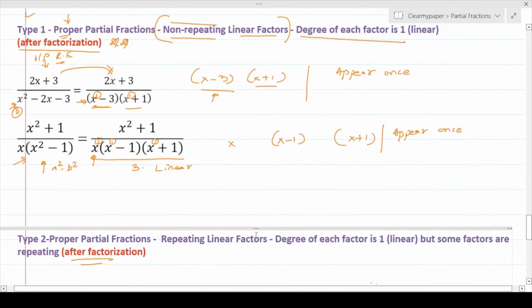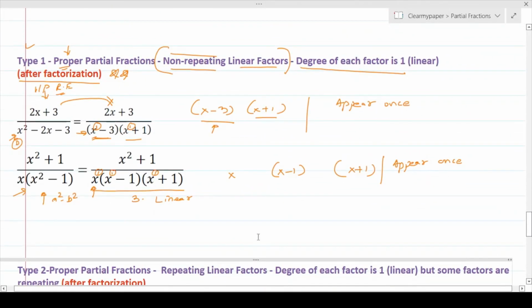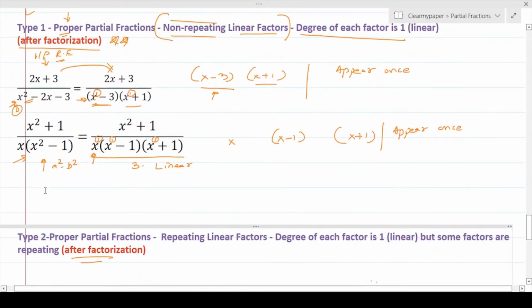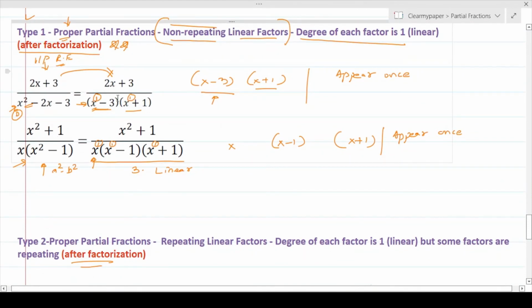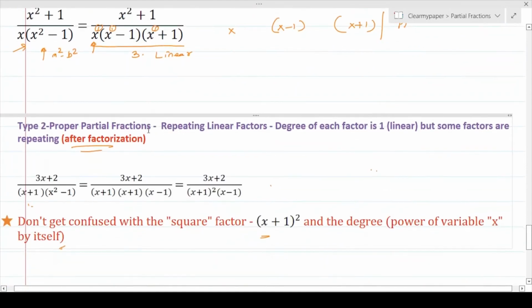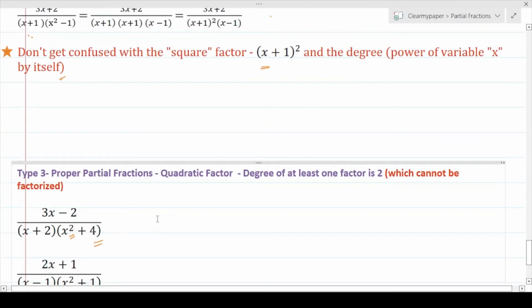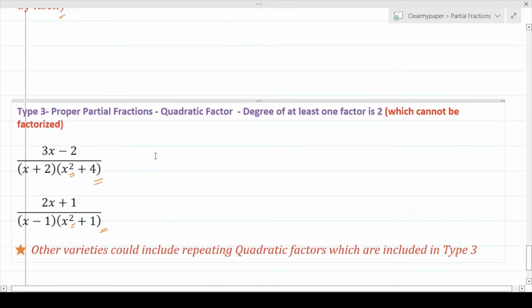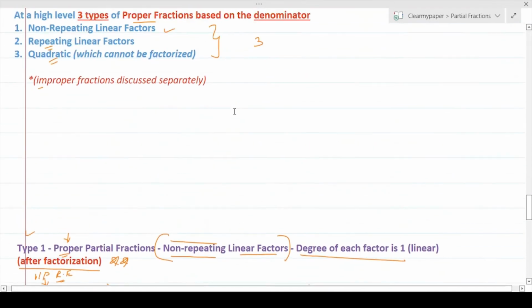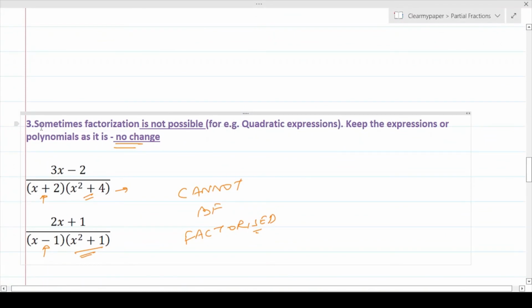Whereas in both type 1 and type 2, you still did have a quadratic coming down in the denominator. All these examples still have a quadratic, but those quadratics can be factorized into simpler linear factors, and hence it belongs to a different type. Whereas over here, these quadratic expressions you cannot factorize. You have to leave it as it is. If you remember in the previous video, checkpoint 3, where we discussed that sometimes factorization is not possible for quadratic expressions, in that case we just leave it as it is.